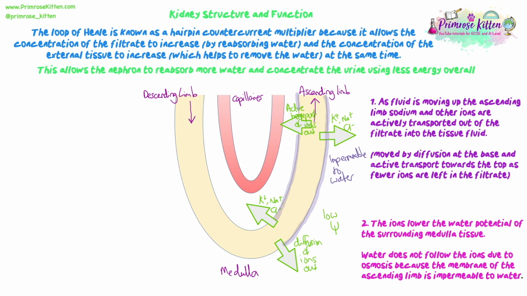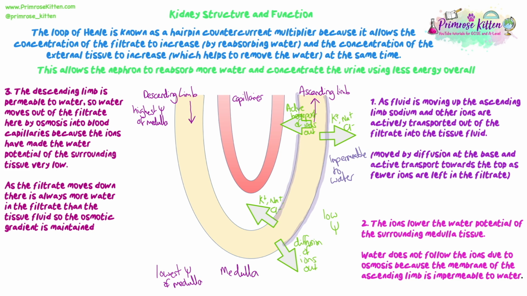We have to think about how this is moving. There are more ions leaving at the base of the loop of Henle because they're diffusing out. As we go up the ascending limb, there are fewer ions, which is why we have to actively transport them. So more are being lost from the bottom of the loop of Henle. The lower you go down into the medulla, towards the point of the loop of Henle, the lower the water potential. So the water potential decreases as you go further down into the medulla.